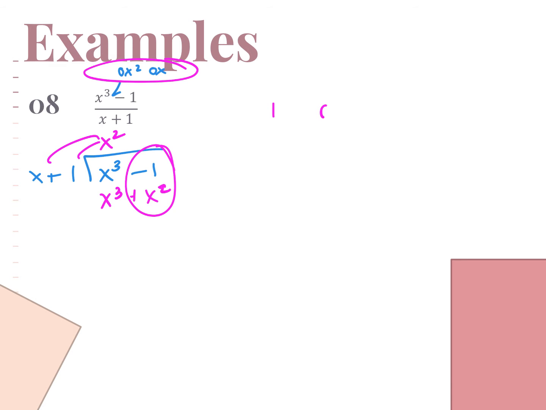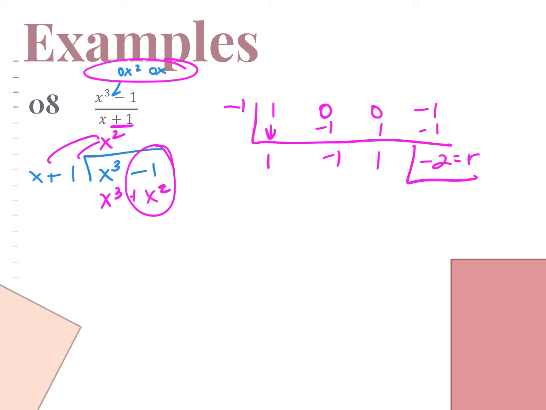So it would be 1, 0, 0, negative 1, and then on the outside goes the opposite of this, which would be negative 1. I bring down the 1, multiply it times -1, put it in the next column and add it, multiply it, put it in the next column and add it, multiply it, put it in the next column and add it. There's my remainder. The 1 is the constant, the -1 gets the x, the 1 gets the x squared. Minus 2 over x plus 1.